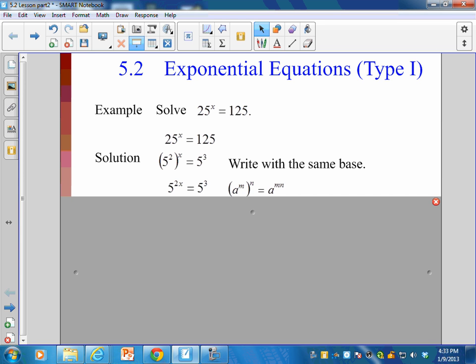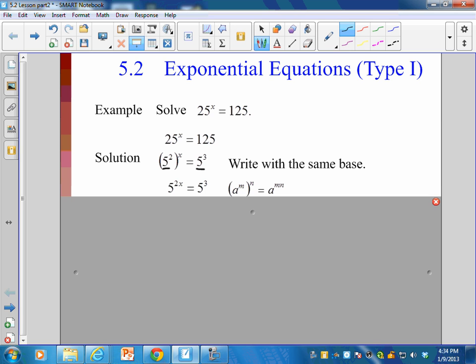If we can do that, and they have only certain problems where this works, and the problems you're going to have for homework are contrived of this type, so you can write them with the same base, but it may not be that obvious when you first look at it. You can see now that 25 is 5 squared, and 125, you may not remember, is 5 to the third power. So they rewrote that with the same base of 5.